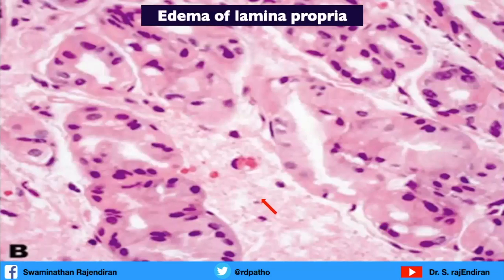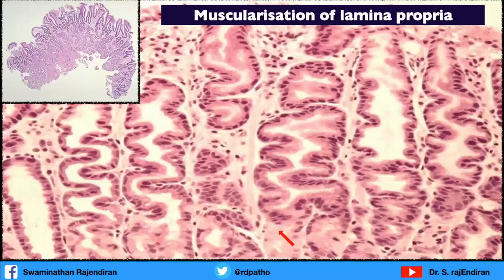Here there is a lot of edema. The glands are pushed apart from each other, and this may be procedure related. This may be seen in chemical gastritis, lamina propria edema. It's a very non-specific finding, not diagnostic of anything, but whenever you see it, think of chemical gastritis.